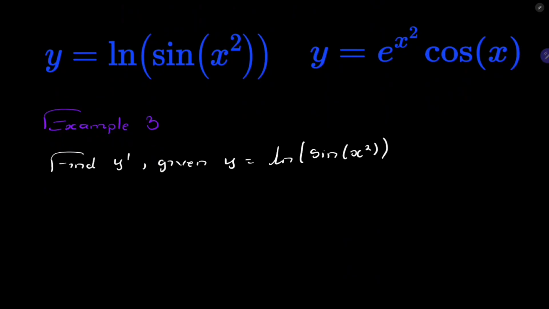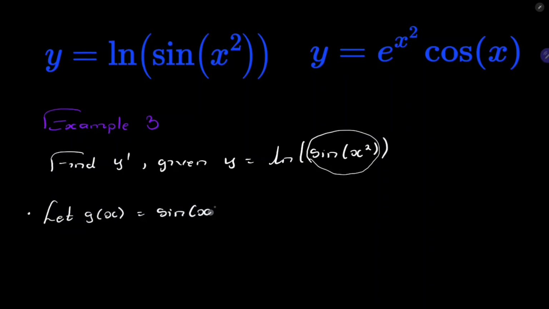So we're going to start. What is the first thing we identify in this question? We identify that this is an inner function. So what do we first say? We say let g of x be equal to this inner function sine x squared. This implies that y is equal to the ln of g of x.